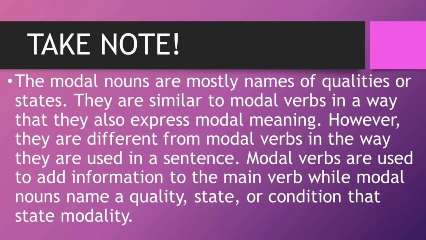Okay? Next, when we say modal nouns, this is a name of quality, state, or condition that state modality. Let's go back to the example that I have said. I can dance. When we add a modal noun for this, we may say, I have an ability to dance. Okay, so that is how we use the modal nouns and modal verbs, and that is their difference, the way you use it in a sentence.